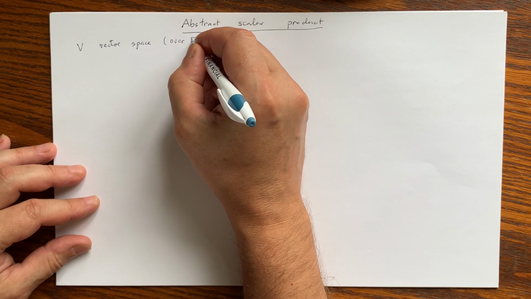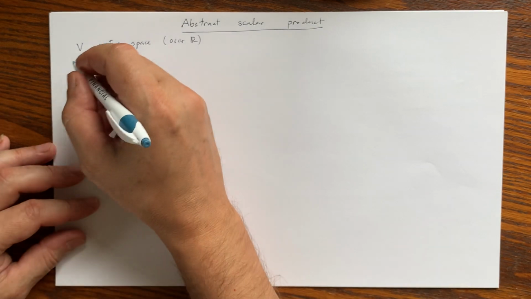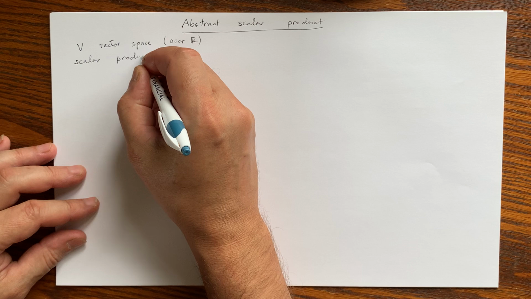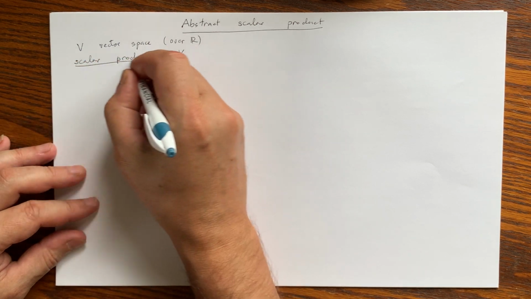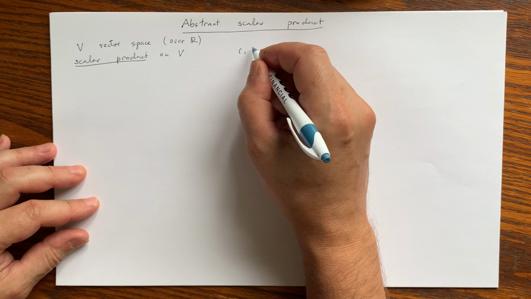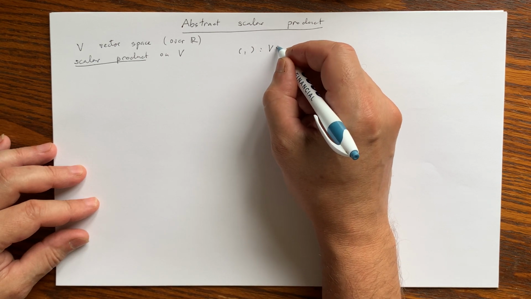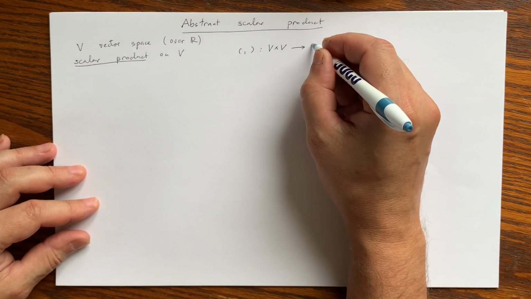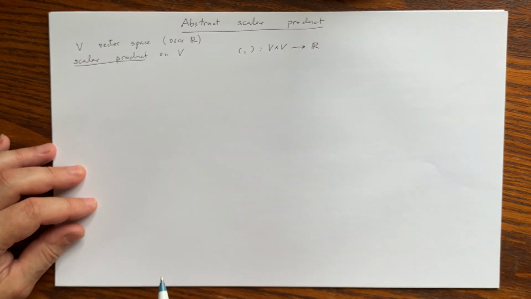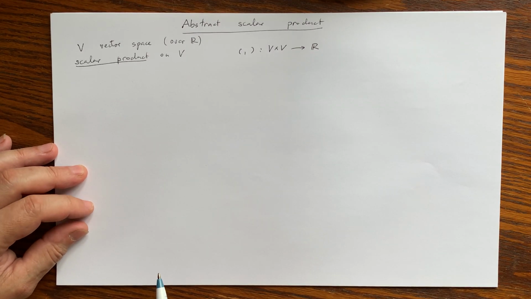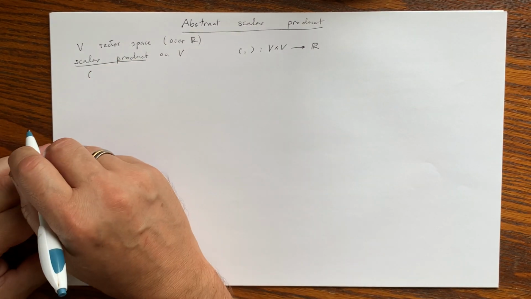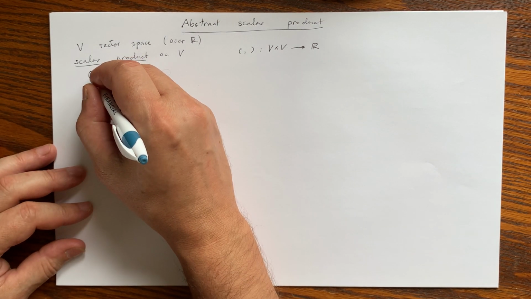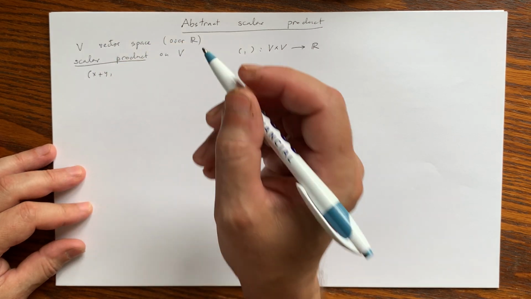over real numbers. And then the scalar product on V will be a function which as arguments has pairs of vectors from V and takes values in real numbers. And just the properties of the coordinate scalar product are now the definition of this arbitrary abstract scalar product.